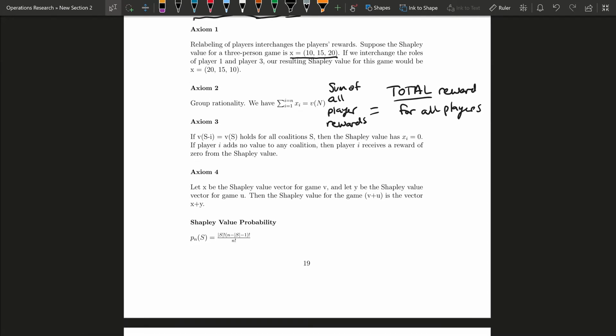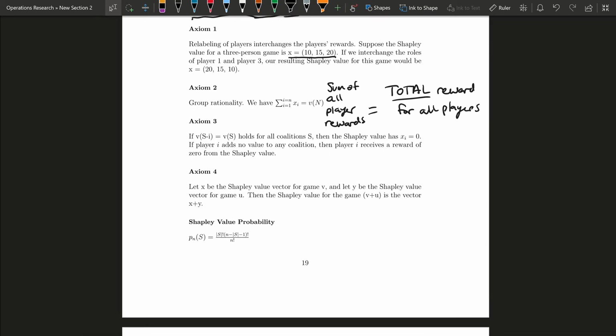And then finally, axiom 4 is going to be let x be the Shapley value vector for game V and let y be the Shapley value vector for game U. Then the Shapley value for game V plus U is going to be the vector x plus y. So all this is saying is adding together two games, there's the Shapley value, or like the characteristic function basically, of the sum of both the Shapley values. It kind of makes sense if you think about it. It might be a little bit weird because adding games seems like adding apples to oranges, but really it works out. There's a proof behind it in the textbook if you want to look into it, but I didn't feel it was necessary here.